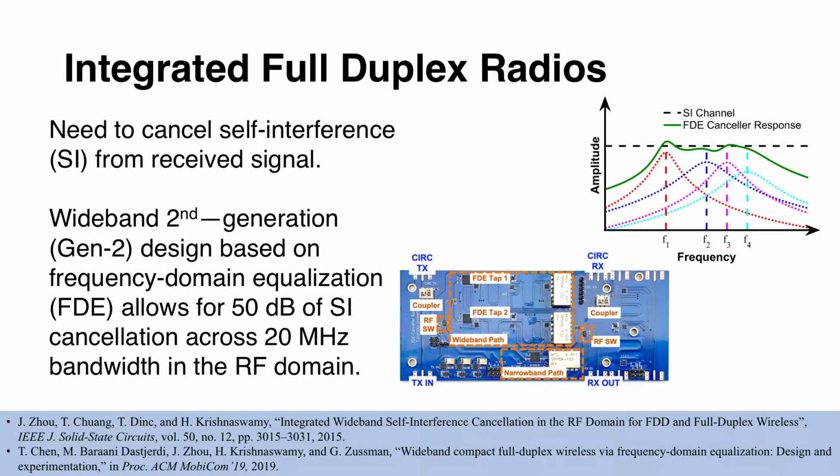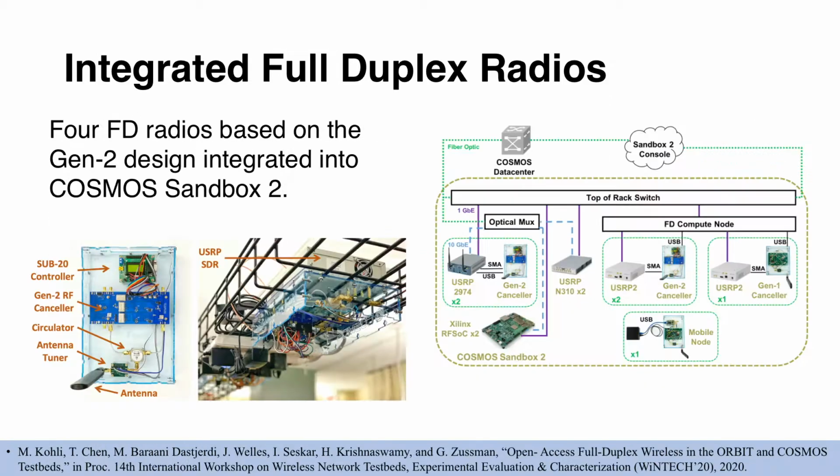The primary challenge for full duplex is the presence of self-interference in the received signal. The integrated full duplex radios use a design based on the principle of frequency domain equalization to provide 50 decibels of self-interference cancellation across 20 MHz of bandwidth. 4 such radios based on this so-called Generation 2 design are integrated in Cosmos Sandbox 2.